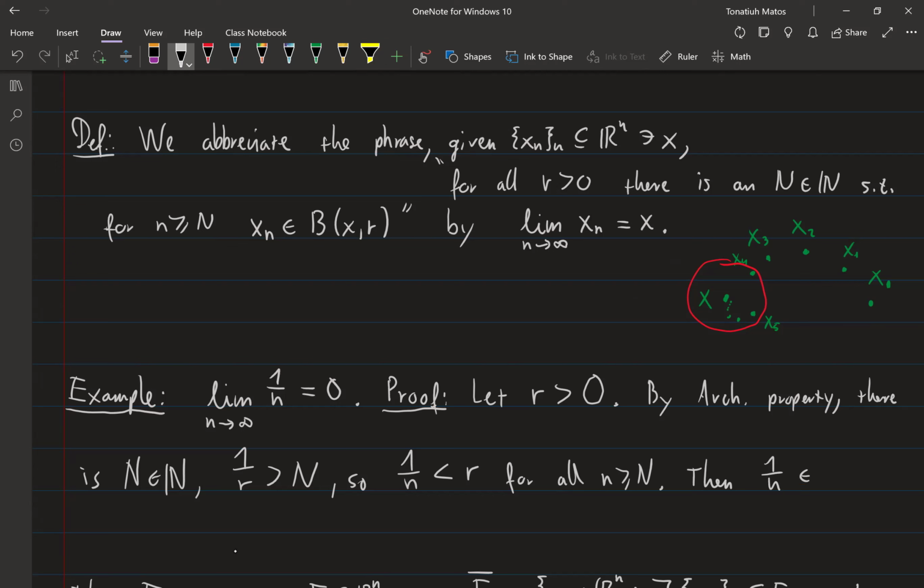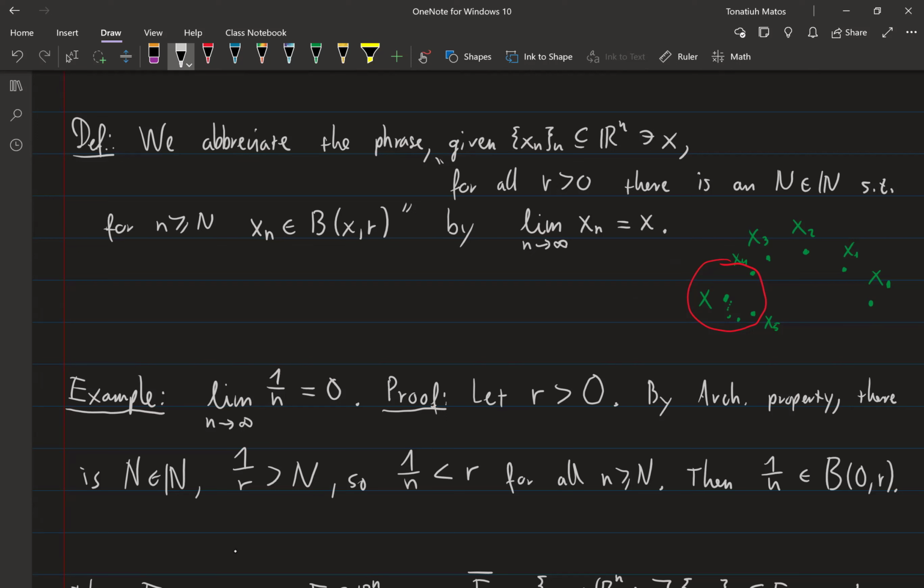So 1 over n is in fact in this ball, centered around 0 and with radius r. And so we're done because that's what we wanted to prove, right? For all n bigger than this very large index, the rest of the sequence is contained inside this ball. So the sequence 1 over n indeed approaches 0 as you would expect, and maybe if you've never seen a proof of this fact, well, now you know. It is not entirely trivial, right?